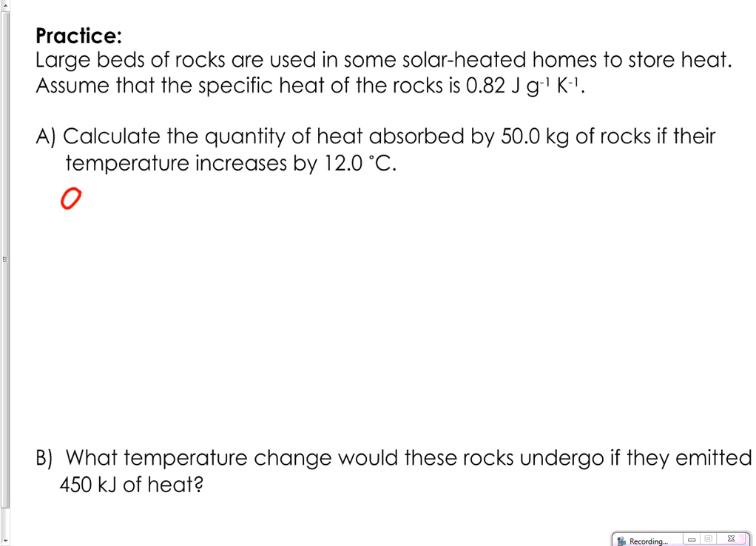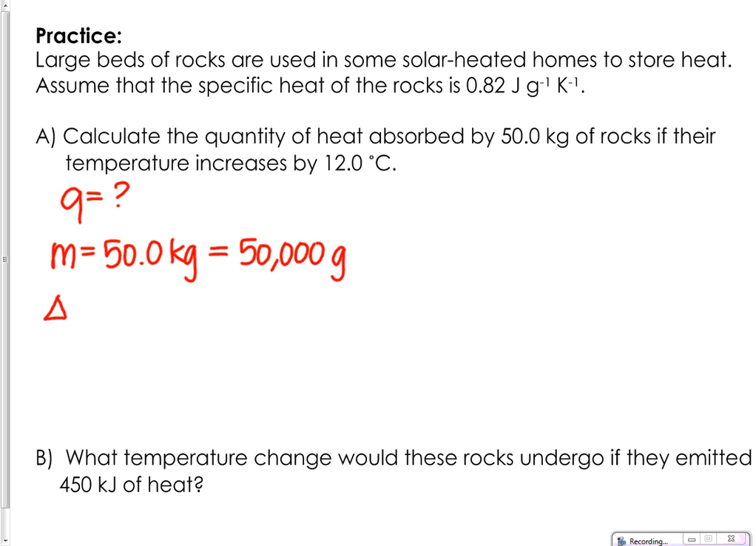So I'm asking you to find heat. That's what I'm looking for. I know that the mass of these rocks is 50 kilograms. However, in my formula, in order to be able to use this, it has to be in grams. So I'm going to convert this to grams by multiplying by 1,000. So 50 kilograms is the same as 50,000 grams. I know that their temperature increase, or the change in temperature, is 12 degrees Celsius. Okay, and I know it's a positive 12 because the temperature is increasing, it's going up.